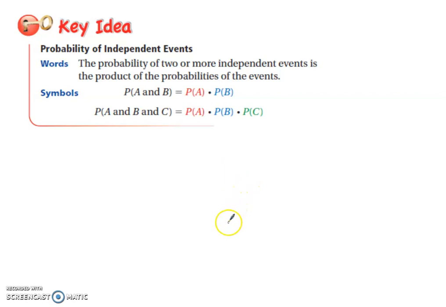Here's our first key idea. Finding the probability of 2 or more events, the formula is still the same. We're going to find the probability of each event and multiply them together to find their combined probability. Let's try an example.